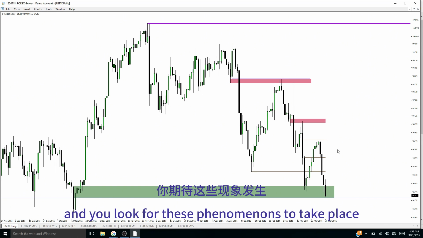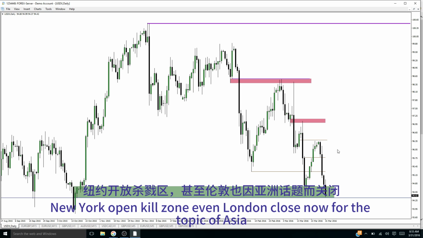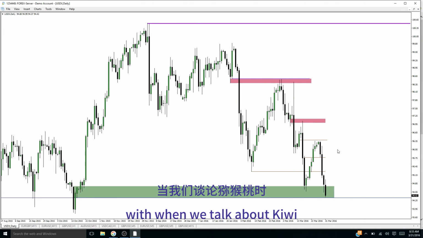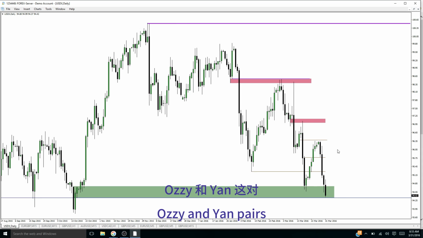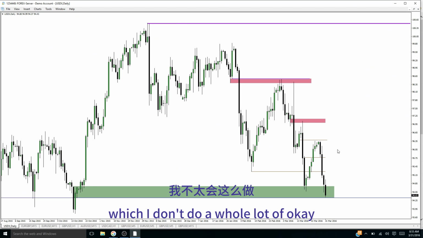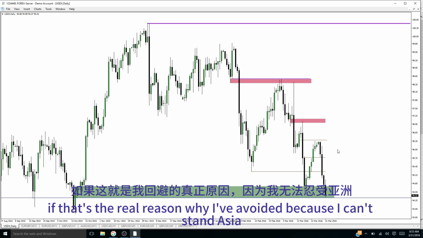And you look for these phenomena to take place at what, any old time of the day? No. London open kill zone, New York open kill zone, even London close. Now, for the topic of Asia, which we'll close the session with this morning when we talk about Kiwi, Aussie, and Yen pairs, if you're going to be a trader in the Asian market, which I don't do a whole lot of, I hate to say it, but that's the real reason why I've avoided it, because I can't stand Asia.